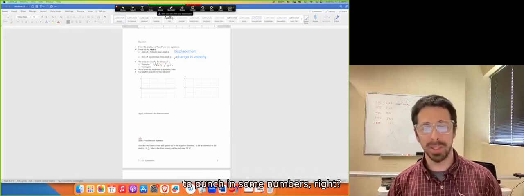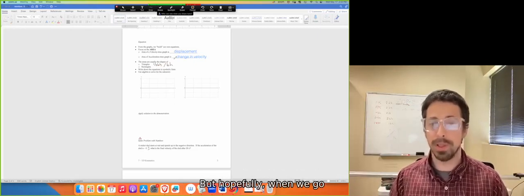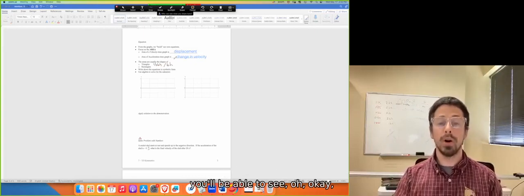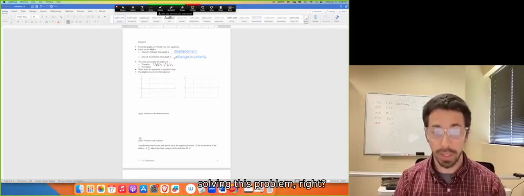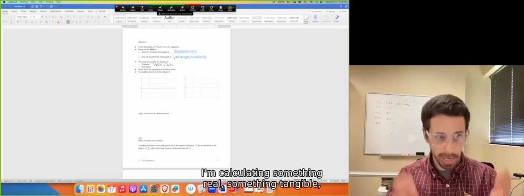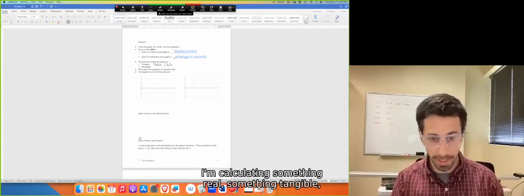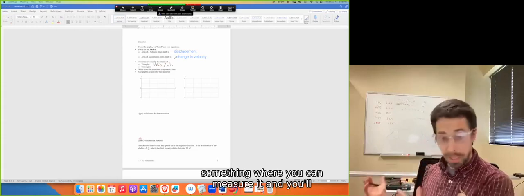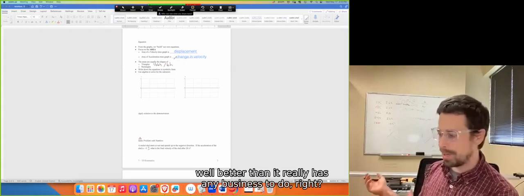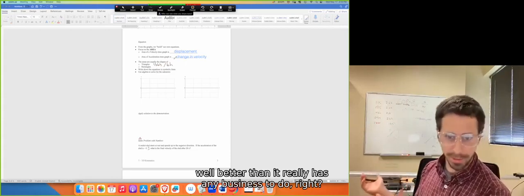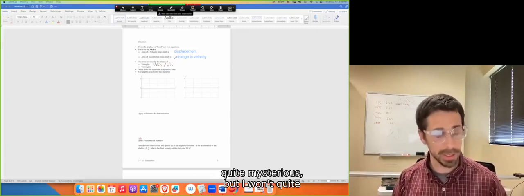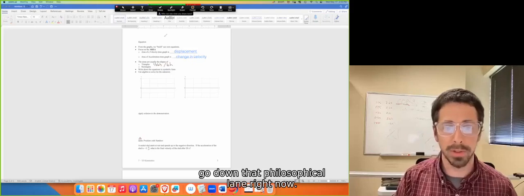Then you're going to be able to punch in some numbers, right? But hopefully, when we go through and apply this multiple ways to the demonstration, you'll be able to see, oh, okay, this is what I'm doing when I'm solving this problem. I'm not just plugging numbers in and getting something, like I'm calculating something real, something tangible, right? Something where you can measure it and you will actually be able to guess very well, better than it really has any business to do. It's quite cool, quite mysterious, but I won't go down that philosophical lane right now.